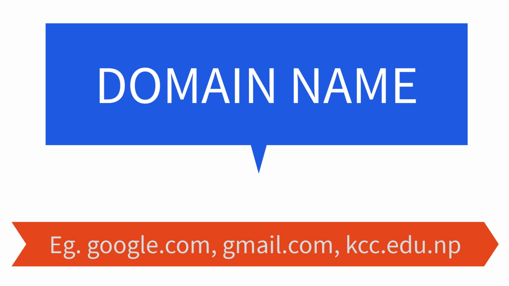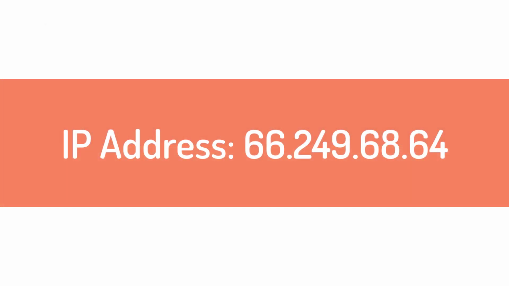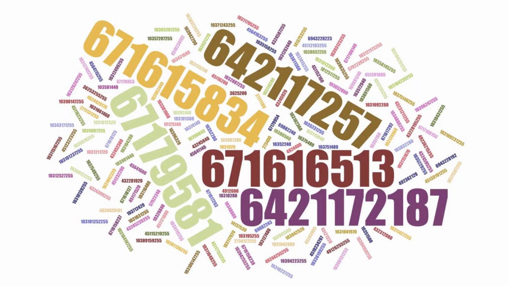Computers use IP addresses which are a series of numbers that look like 66.249.68.64. Can you remember a similar sequence of numbers for hundreds of sites you browse? No will be the obvious answer unless you are a memory king. Because of this, domain names were developed and used to identify entities on the internet rather than those numbers, which are also called IP addresses.